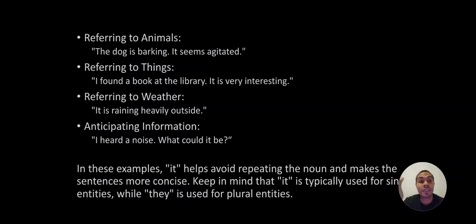So for example, I found a book at the library. It is very interesting. Encontré un libro en la biblioteca. Ojo, guys, library means biblioteca, no librería. Librería, que es un lugar donde venden artículos escolares y similares, it's called bookstore, right? FYI. It is very interesting, right? So, encontré un libro en la biblioteca, me parece muy interesante. No diríamos en español, encontré un libro en la biblioteca, el libro es muy interesante. Ni siquiera tiene sentido, ¿verdad? Simplemente diríamos, encontré un libro en la biblioteca, me parece interesante, right?